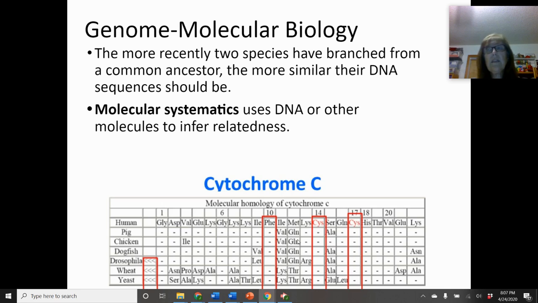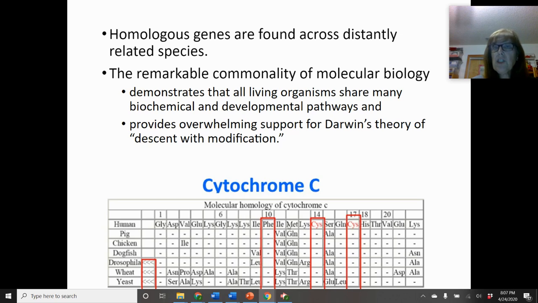And anyway, in my lecture on speciation, I'm going to go into this in more detail, and we're going to look at this a little bit closer. So homologous genes are found across distantly related species. And it's interesting because when we look at this molecular biology data, it demonstrates that all living organisms share many biochemical and developmental pathways, and it provides overwhelming support for Darwin's theory of descent with modification.